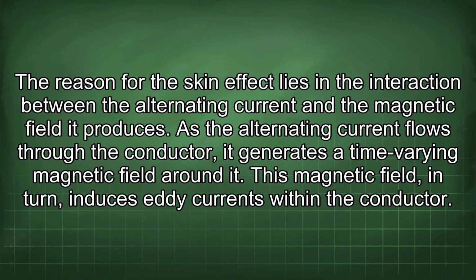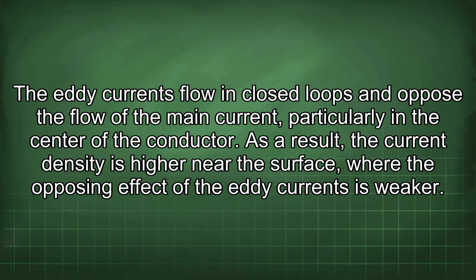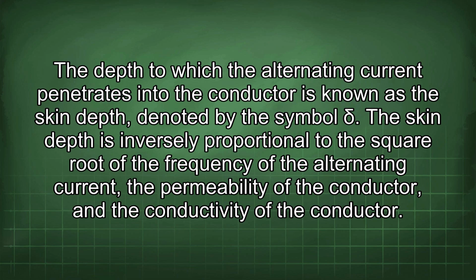As the alternating current flows through the conductor, it generates a time-varying magnetic field around it. This magnetic field, in turn, induces eddy currents within the conductor. The eddy currents flow in closed loops and oppose the flow of the main current, particularly in the center of the conductor. As a result, the current density is higher near the surface, where the opposing effect of the eddy currents is weaker. The depth to which the alternating current penetrates into the conductor is known as the skin depth, denoted by the symbol delta.